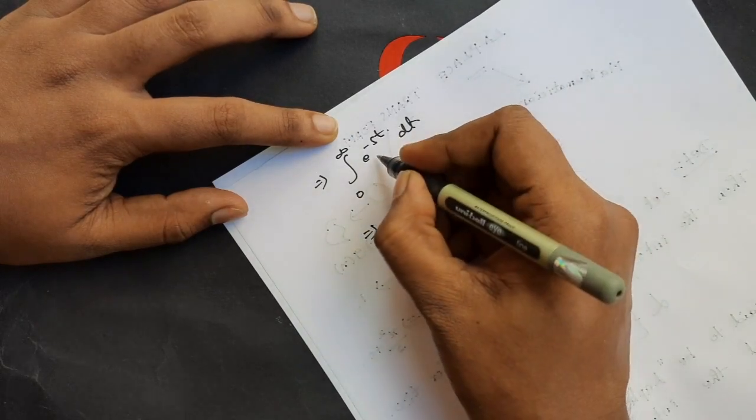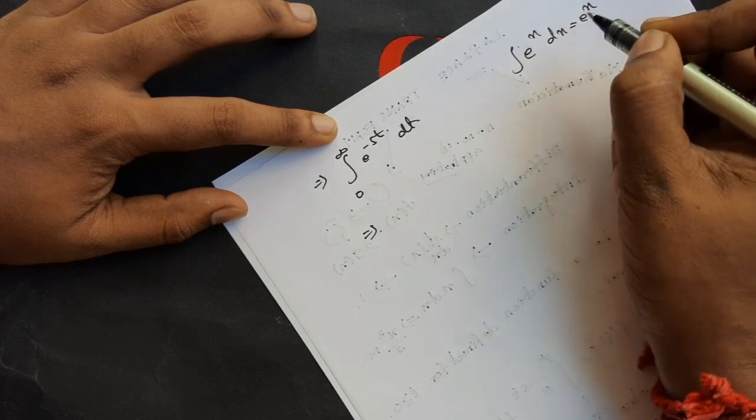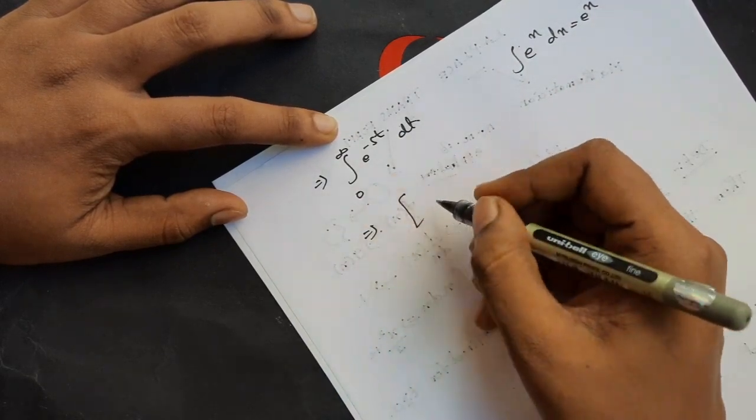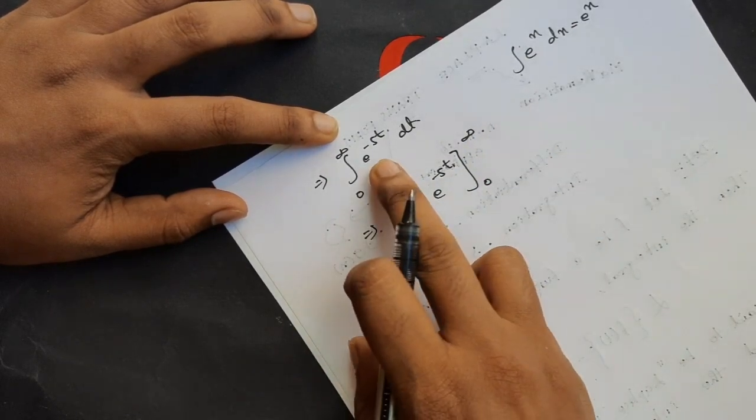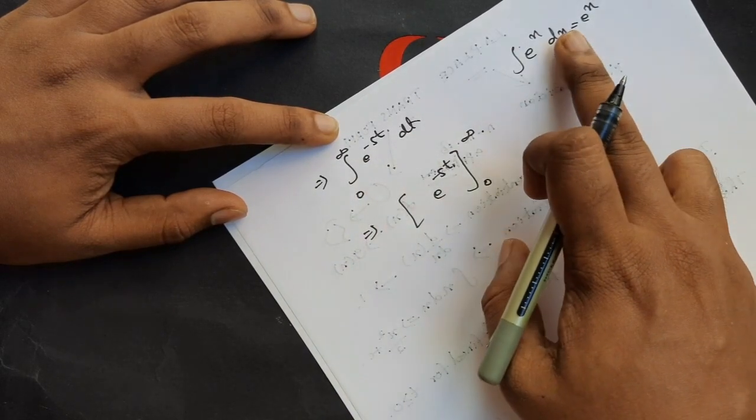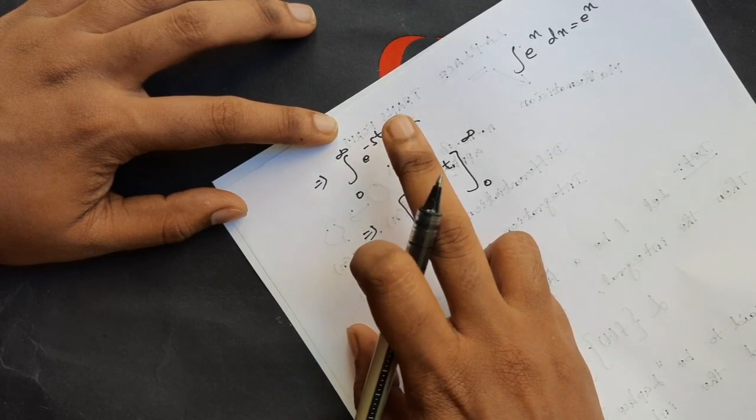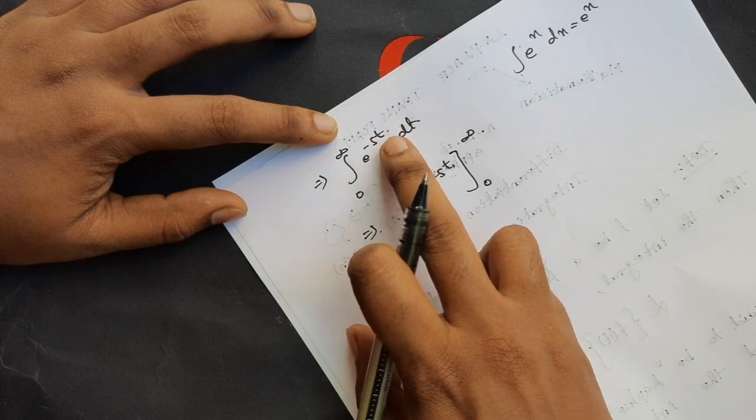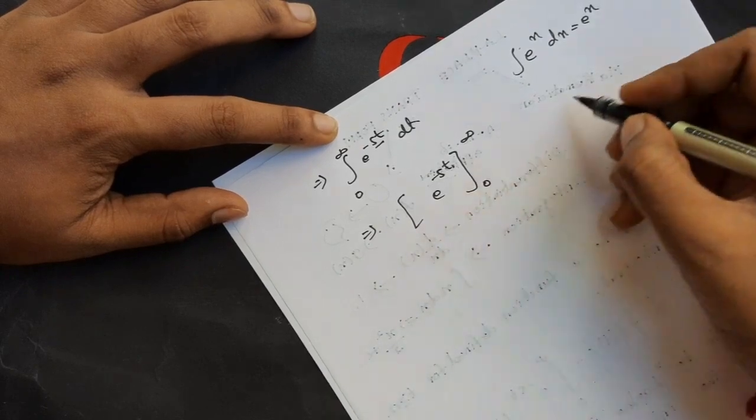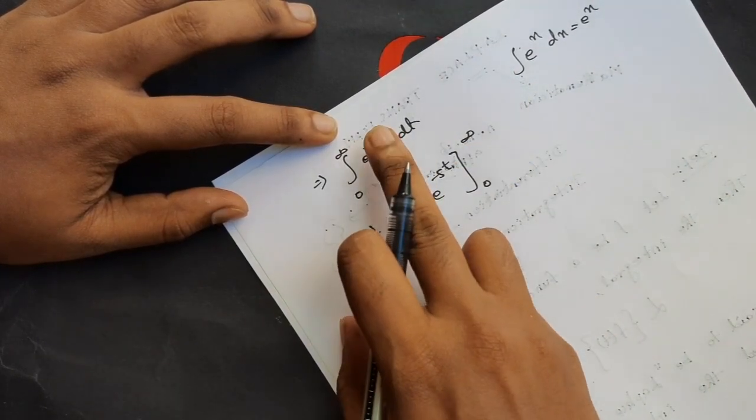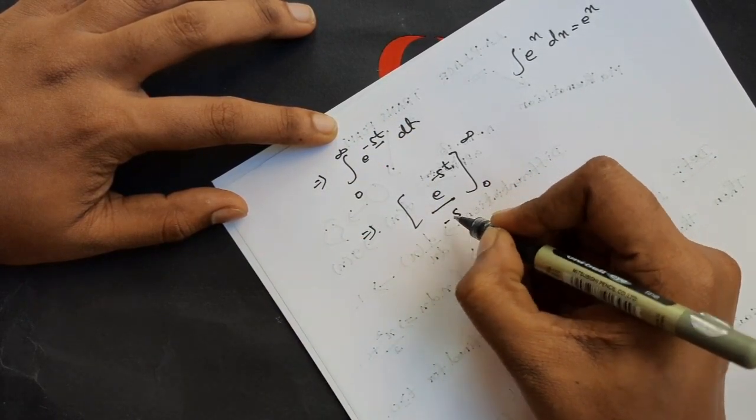Integration of e power x dx is e power x. So the integration of this is e power minus st, from 0 to infinity. Here in the place of x we have minus st, so we use the function of a function rule: differentiate minus st with respect to t. If I differentiate minus st, I get minus s, since the derivative of t with respect to t is 1. So I have to put this minus s below.